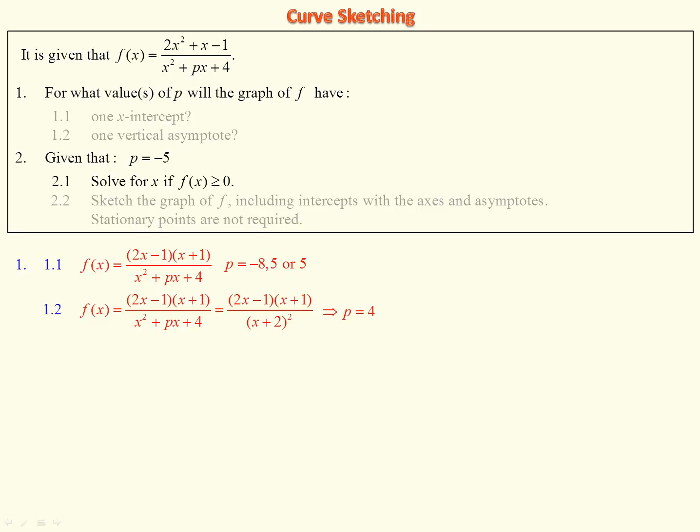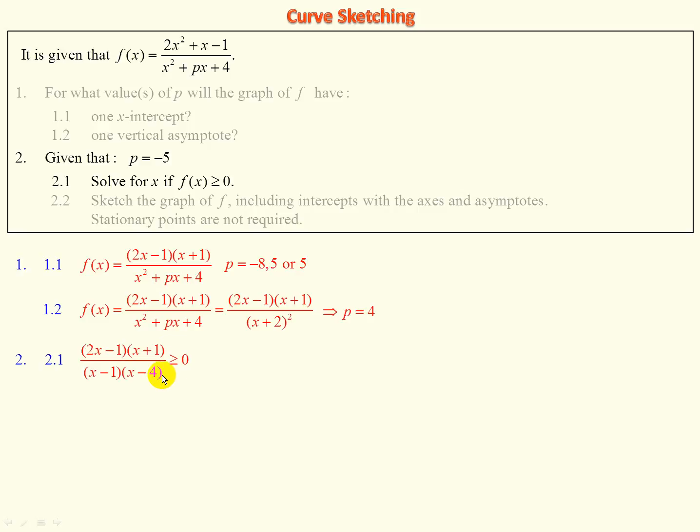Given that p equals negative 5, solve for x if f of x is greater than or equal to 0. Quite simply here, we've been given a rational inequality. There we are. We have 2x squared plus x minus 1 over x squared minus 5x plus 4, and they're factorized there. Now, do not multiply through. I'm reminding you, you should have done this before. Do not multiply through an inequality by a variable, because you do not know whether that variable is positive or negative, and whether it's going to change the greater than or less than sign around.